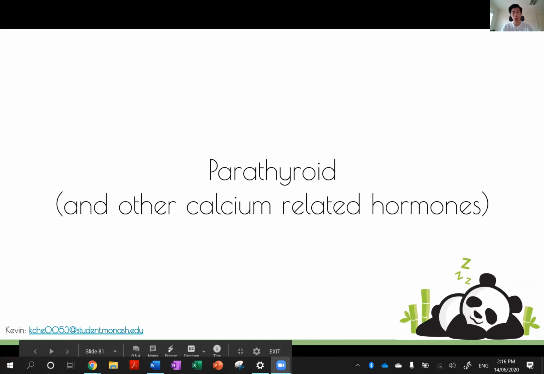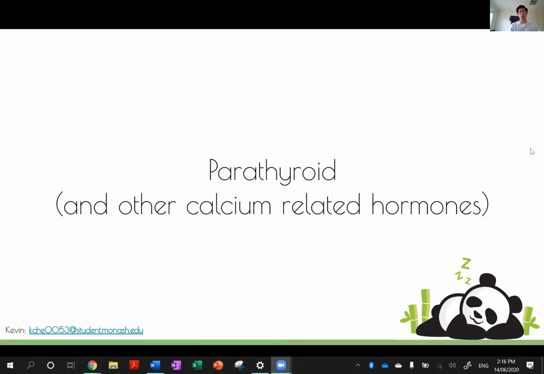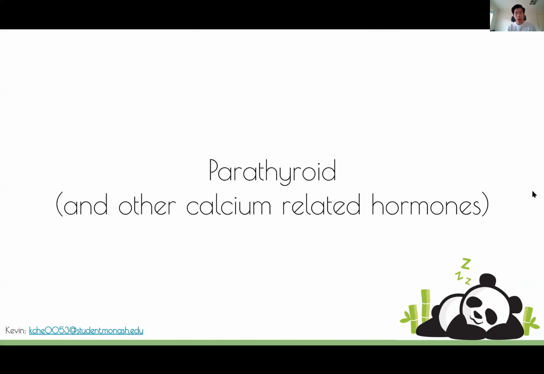Cool. Can you guys see my screen? Yeah. Cool. All right, so if there were no questions for Gavin's stuff, we'll move on to the parathyroid. So the parathyroid is one of the hormones responsible for calcium, but we'll also touch on all the other stuff related to calcium and just calcium in general. So I guess this section could be called parathyroid, but parathyroid and calcium metabolism or calcium homeostasis sort of stuff. So let's talk about calcium.